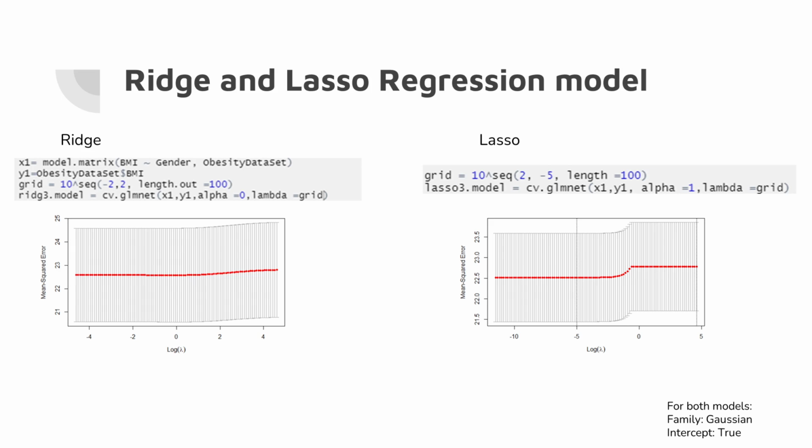In order to choose which lambda was the best for our model, we performed a cross-validation method already implemented in the GLMNet package. In the Lasso regression, we used the same response and independent variables. The grid is slightly different, going from values of 10 to the minus 5 to 10 squared. And just like the Ridge regression, a cross-validation method was used to find the lambda that had the lowest mean squared error. In the lower part of the slide, you can see both plots of the lambdas and the mean squared error of each of the models.